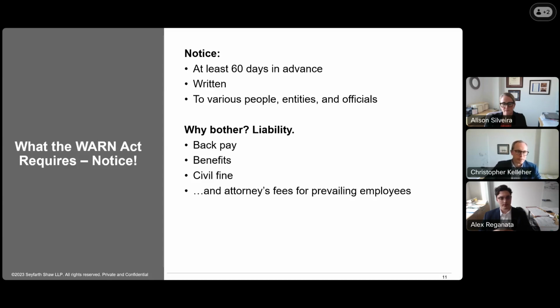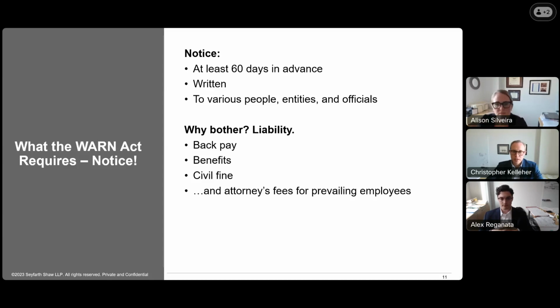In terms of liability, for failure to give notice or failure to give appropriate notice, liability can include back pay, benefits, out-of-pocket medical expenses for affected employees for up to 60 days, potential civil fines, and the statute also allows for attorney's fees in case of a WARN violation.